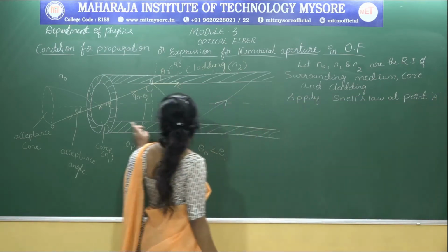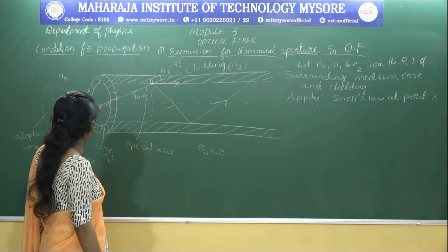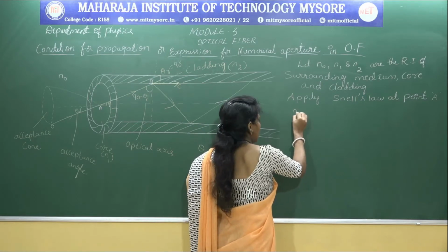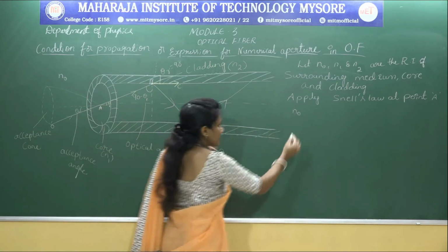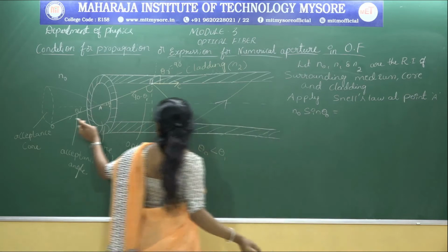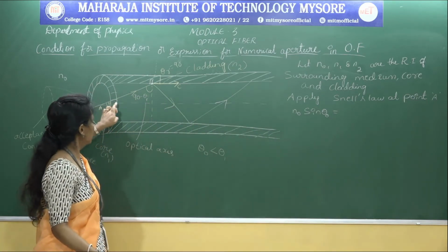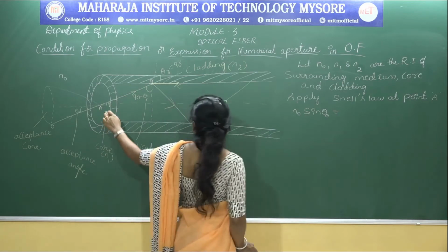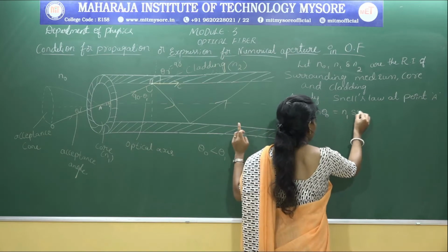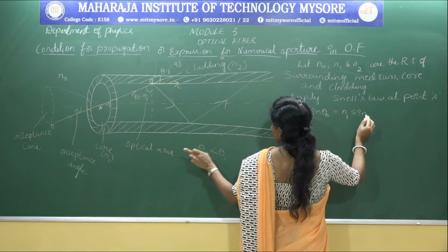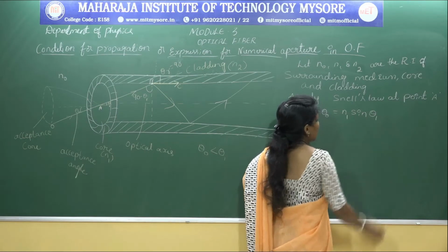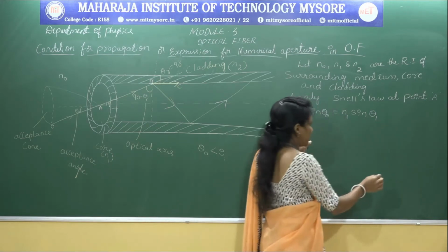At point A, what do we get? The refractive index of the surrounding medium is N0, and the angle it forms is theta naught, so N0 sin theta naught. Then the ray of light is incident inside the optical fiber, that is the core, so the refractive index is N1 and the angle it makes is theta 1, so N1 sin theta 1. This is at point A.